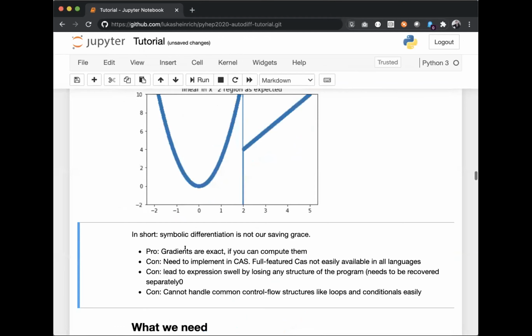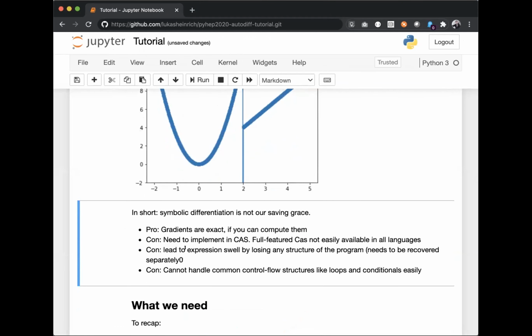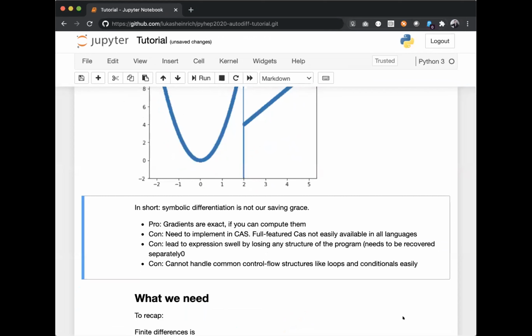Okay, so let's go on. So just to recap, we have two methods that we might think of first if we wanted to compute derivatives. We have the symbolic differentiation and the finite differences one, and the finite differences one is a little bit brute force and not efficient, and the symbolic differentiation alleviates some of that. So you have exact gradients, but it restricts a little bit what you can actually compute, and you need to implement that in a computer algebra system, and computer algebra systems are not easily available in all programming languages.